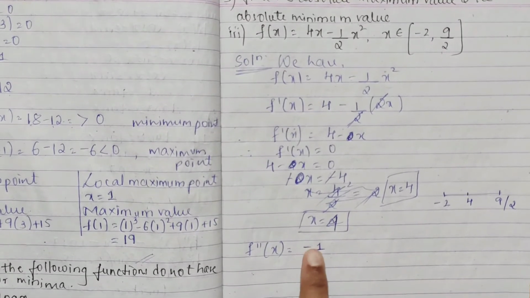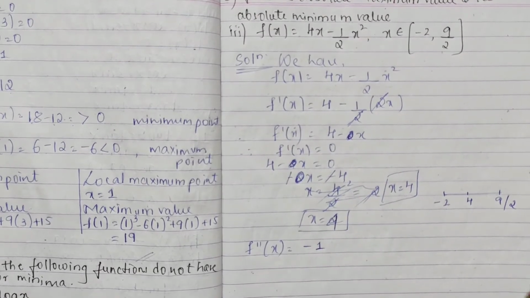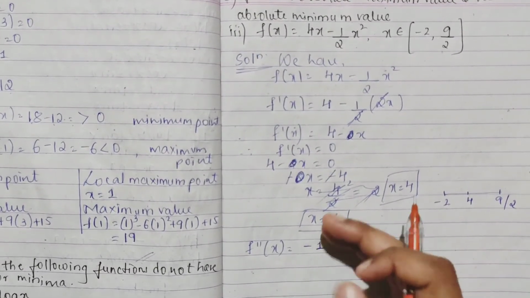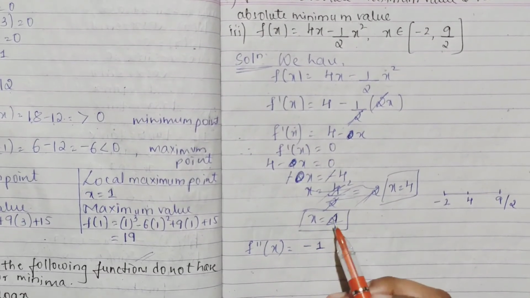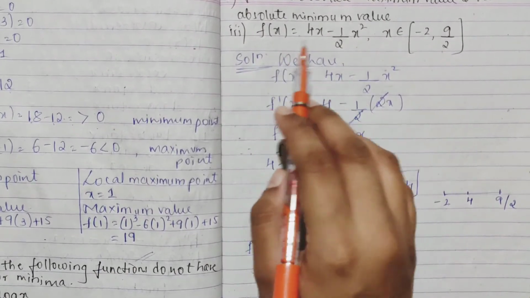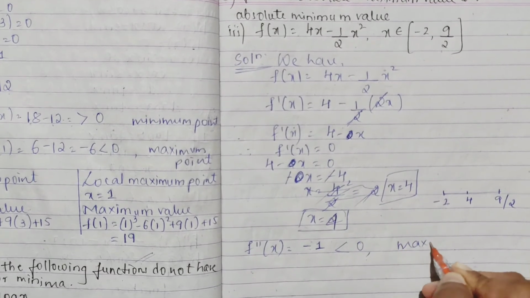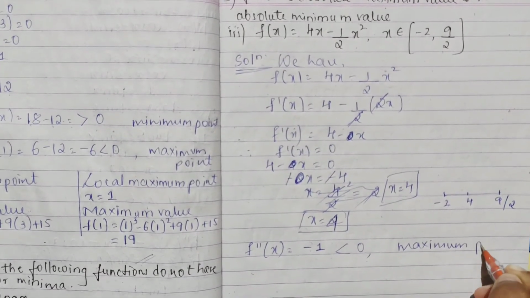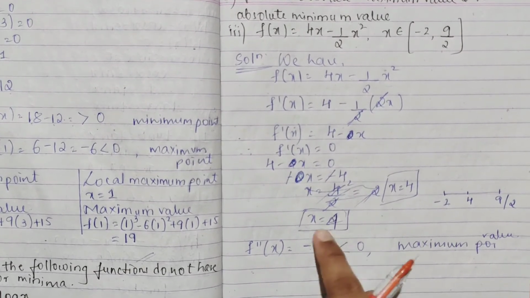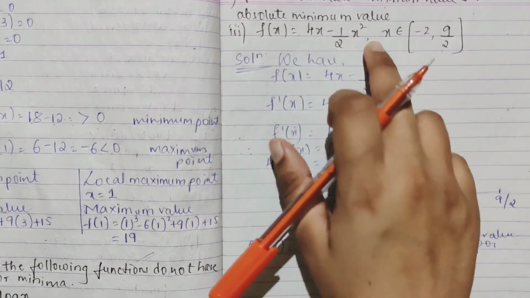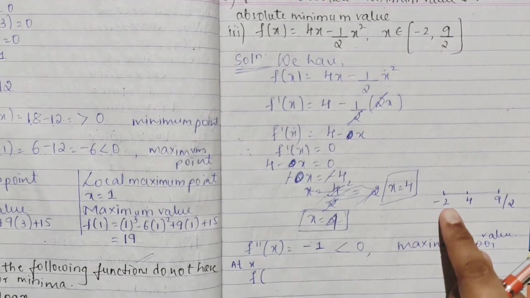We are concerned with the nature. For such questions where you don't get x in f double dash of x, meaning it is directly the first derivative only, what you have to do is directly find the values. You have got the point. If you see the nature, it is negative, so you will get a maximum value. You don't have x in f double dash of x, so directly go and find the values at the points minus 2, 4, and 9 by 2.